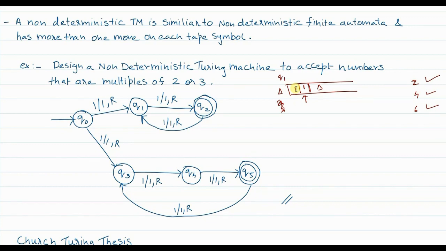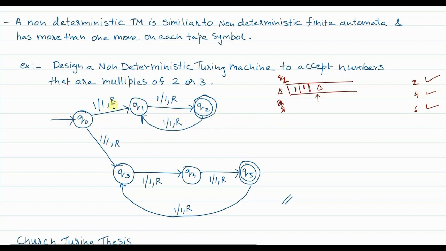In Q1 state again, when 1 is encountered, 1 will be replaced with itself, pointer moves to the right, and you go to Q2 state, which is a final state. That means two 1s represent 2, which is the minimum possible multiple of 2. Two 1s are 2, so 1 1 will be accepted.